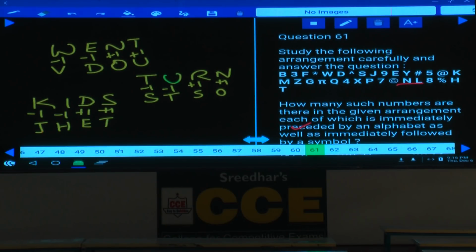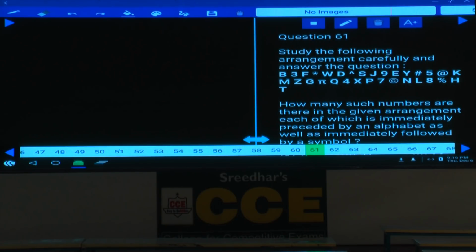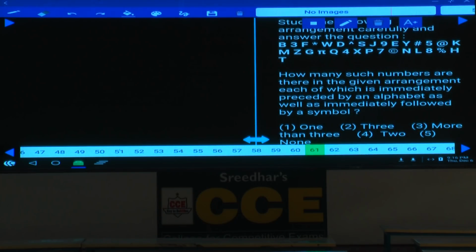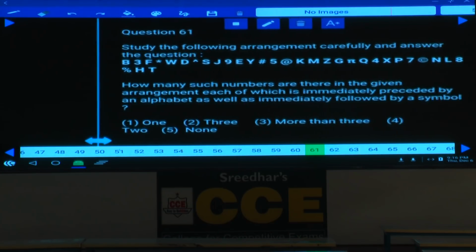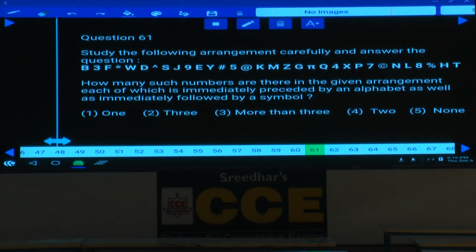Then question number 61 to 65. Now in this question number 61 to 65, tell me what is the information here? B3, F star, WD and so on. How many such numbers are there in the sequence? Now what is the sequence here? Now this is the sequence. In this sequence, how many such numbers?